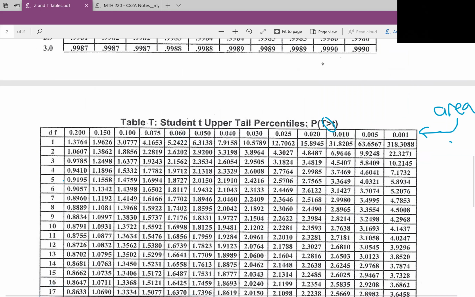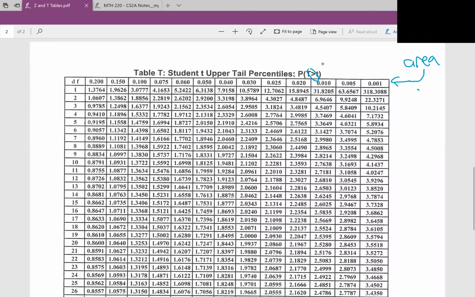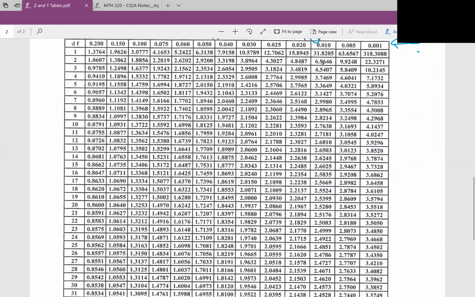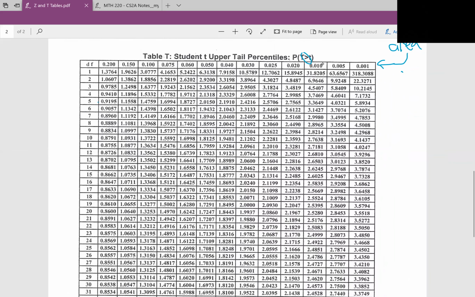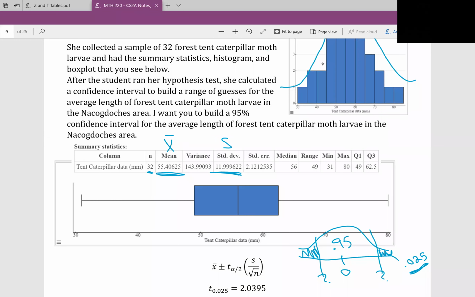So again, let's start fresh here. Let's go to degrees of freedom 31, and zoom out a little. We were looking at the area of 0.025. So 0.025 all the way down, we see 2.0395. That is going to be what our question mark is.